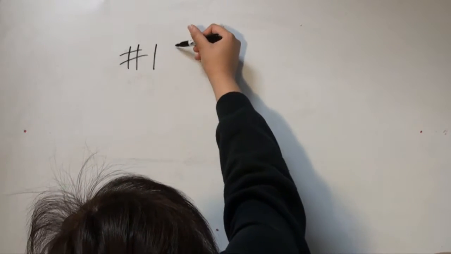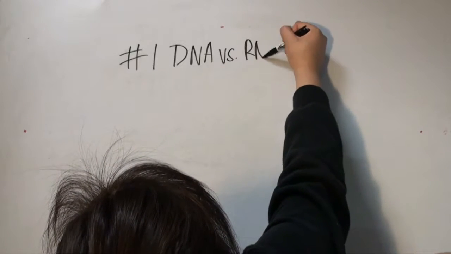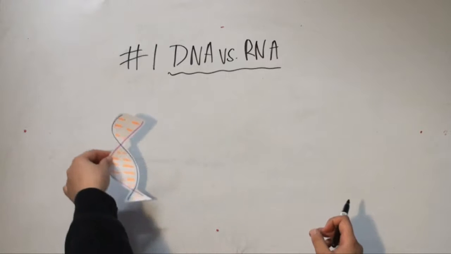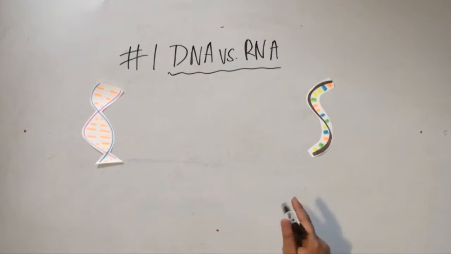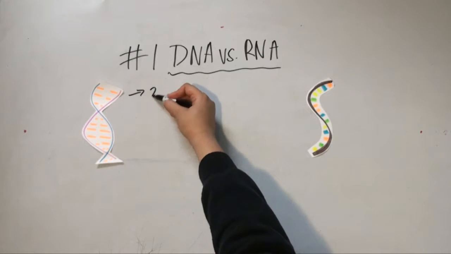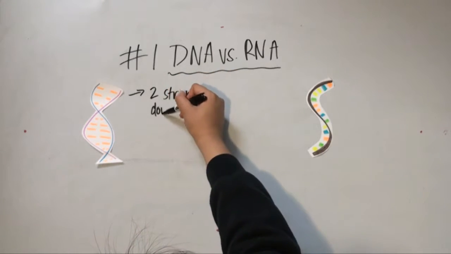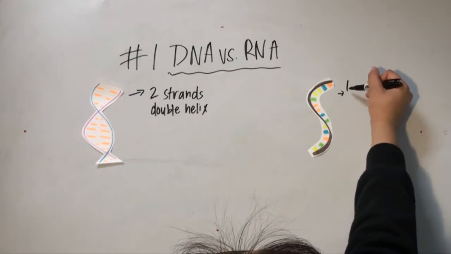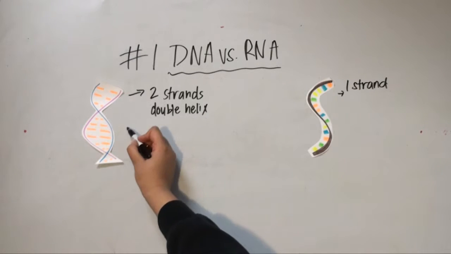So first thing first on the list, we got genetics, which is DNA versus RNA. So I'm going to give my little pictures of DNA and my picture of RNA. And first off, we can see that DNA has 2 strands, which means that it's a double helix. Going over to RNA, we have 1 strand, making it single-stranded.